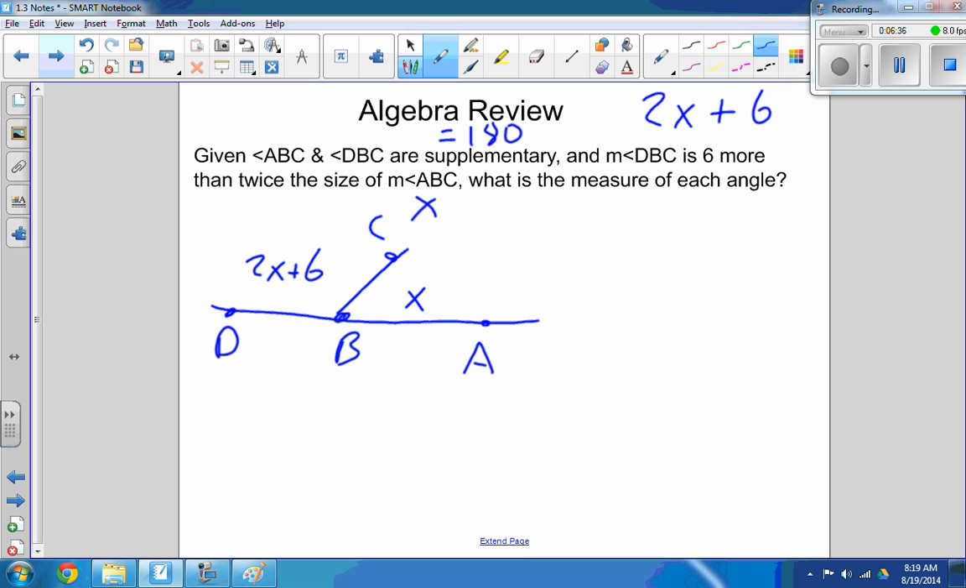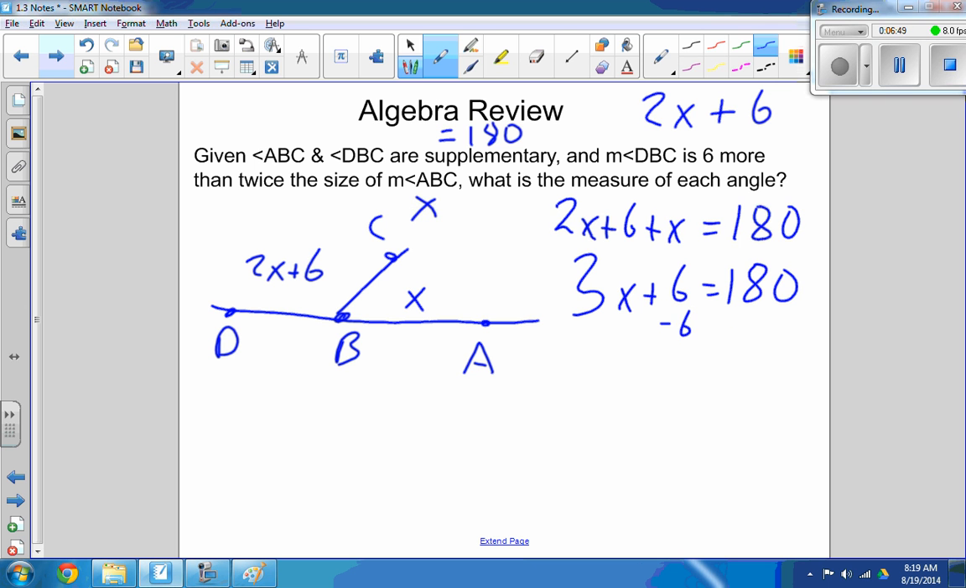So we've got 2x plus 6 plus x equals 180. So 2x plus x is 3x plus 6 equals 180. Subtract 6. 3x equals 174. Divide by 3. x is 58.